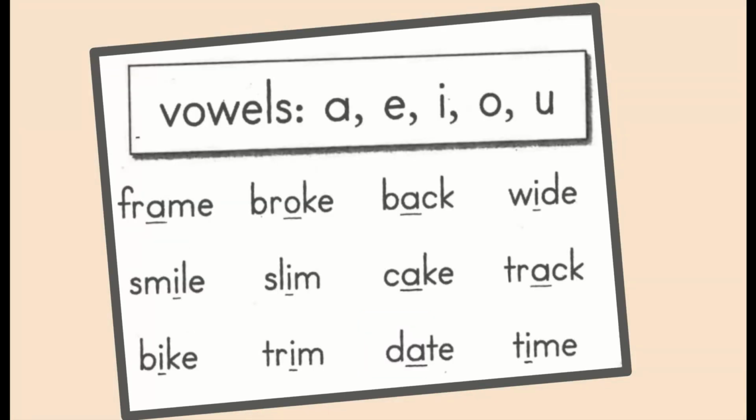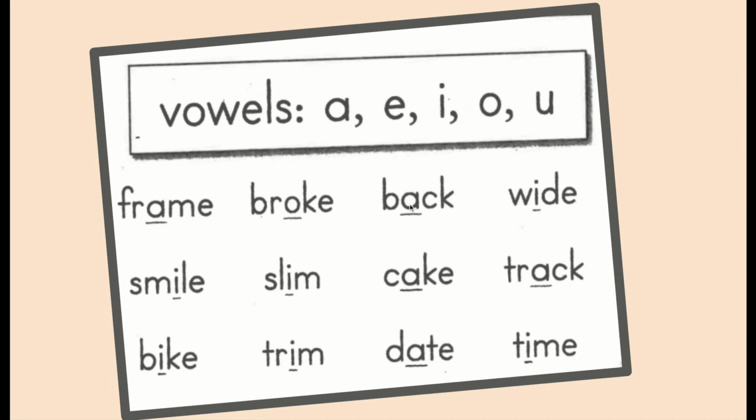Now let's practice the magic E rule. If a word has an E at the end, the middle vowel says its name and the E is quiet. Use the rule to read these words. E at the end, the vowel says its name, aim, frame. E at the end, the O says its name, oak, broke.